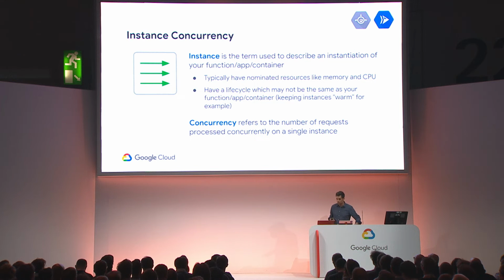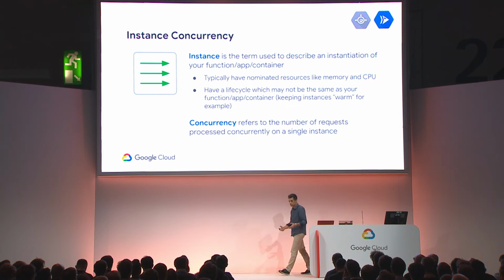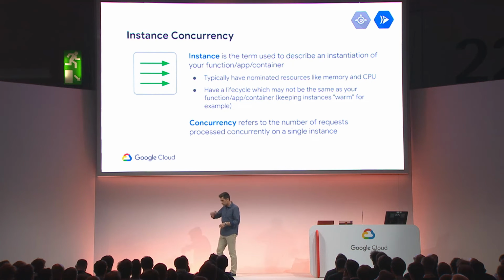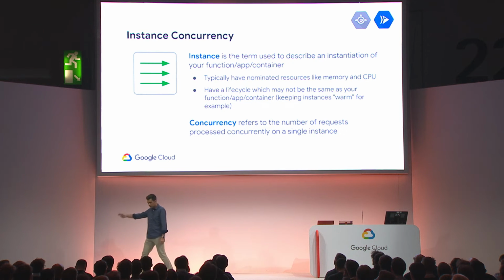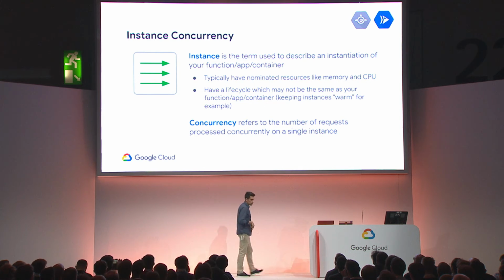So when we refer to an instance, we use it to mean a copy, if you like, or an instance of your function or service. And as we scale up your application, we're scaling up instances. When we say concurrency, we mean how reentrant is that service? How many requests can it process concurrently?